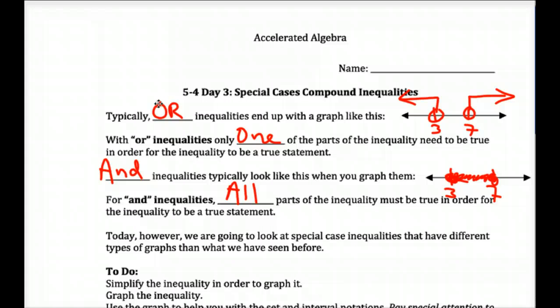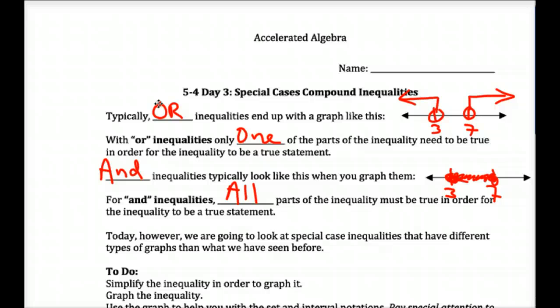Today, guys, we're gonna look at some special cases though that have different types of graphs than what we've seen before. All right, this is weird. Everybody, put your thumbs up in the air like a typical "or" one. You got a circle here, and it's "or". It's that way or that way. Everybody agree? Now everybody put your thumbs pointing to your right.